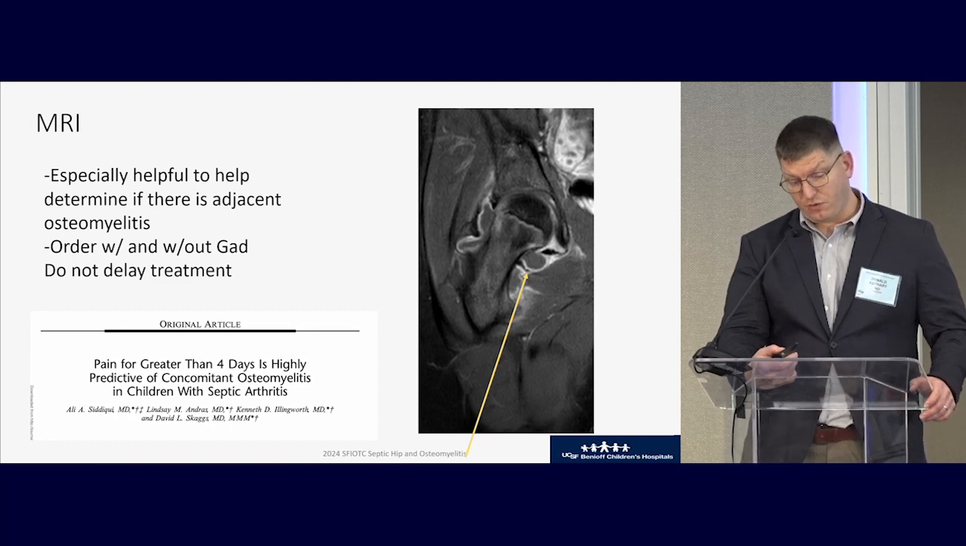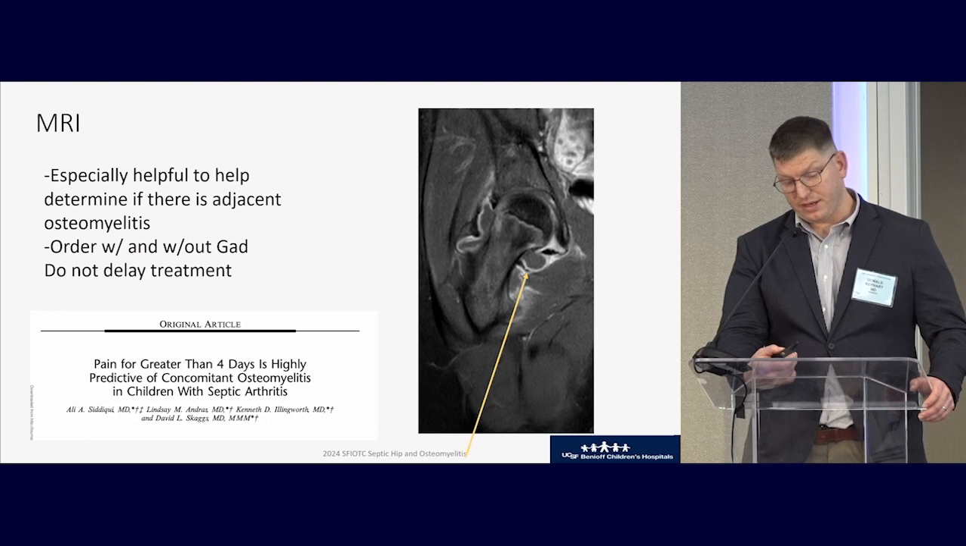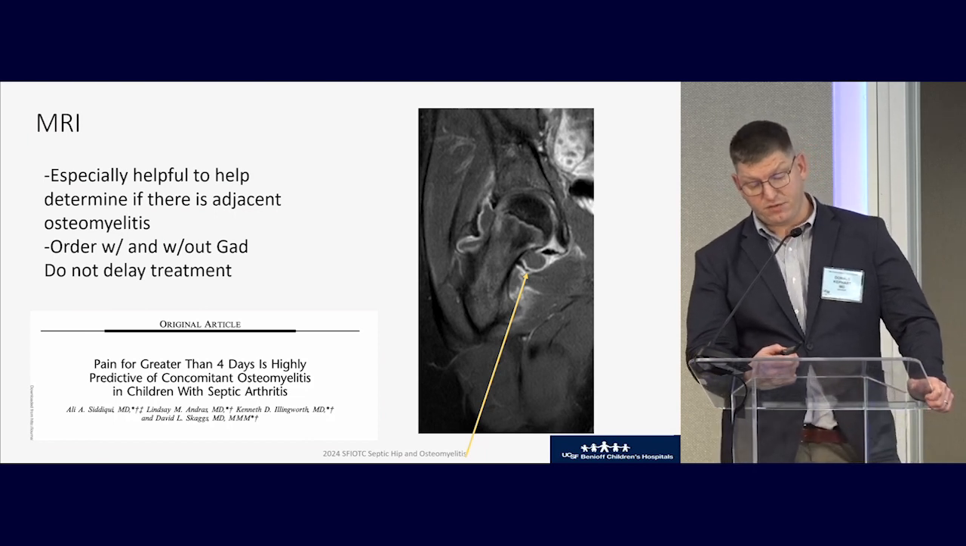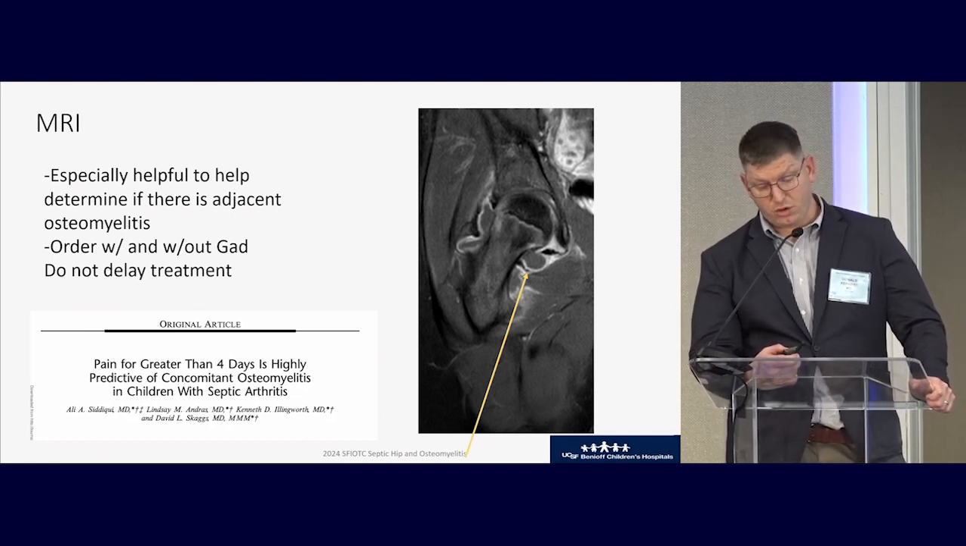MRI is especially helpful to determine if there's adjacent osteomyelitis, with and without gadolinium contrast, but do not delay treatment. If your institution is going to delay you for 2 days to get an MRI and the child needs surgery, just do it. A recent paper suggested that pain greater than 4 days is highly predictive of concomitant osteomyelitis in children with septic arthritis.